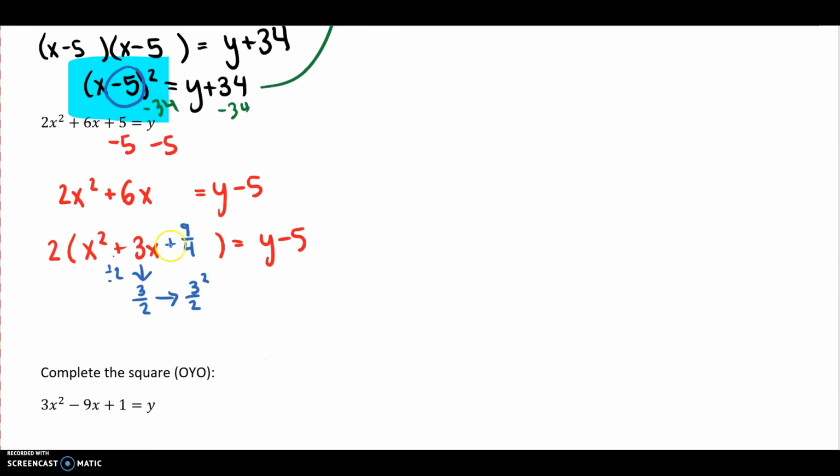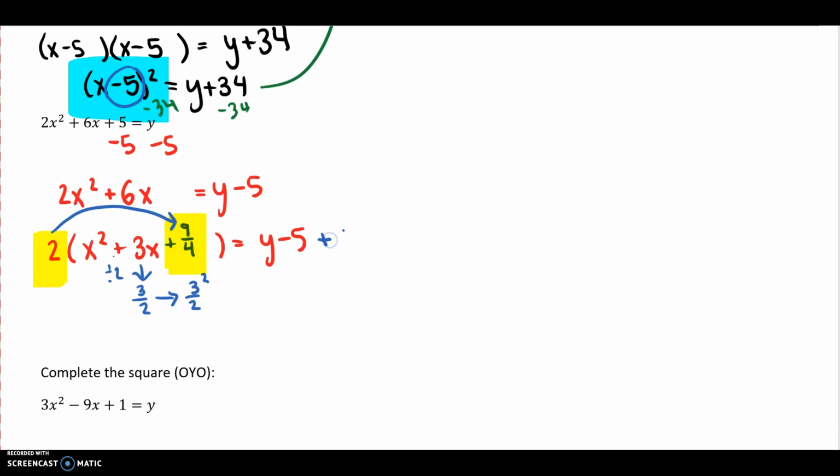Okay, so I need to add this to the other side as well, but this is a little bit tricky, and this is a step everybody forgets. You're not actually adding just 9/4 to the side. Okay, if you distributed this 2 out, you're actually adding 2 times 9/4 to the left side.